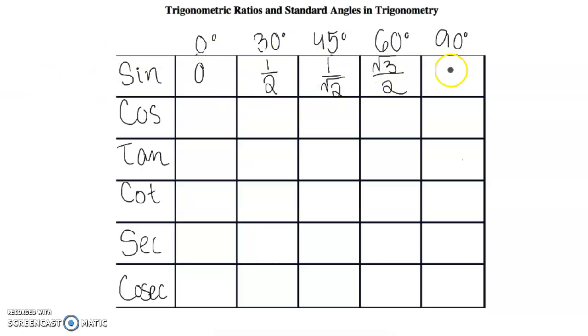For our second row, cos theta, all we have to do is look at our first row, sin theta, and write it backwards. So cos 0 theta will be 1, since sin 90 theta was 1. Then cos 30 theta will be root 3 over 2.